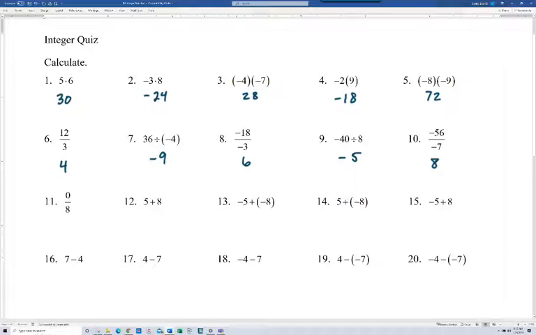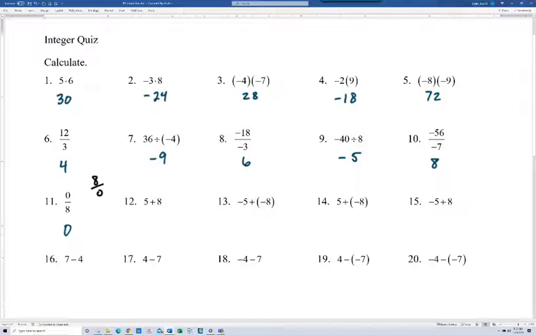0 divided by 8. In fact, 0 divided by any number is 0. Now, if I had said 8 divided by 0, hopefully you remember that we can't divide by 0. We would say it's undefined or not defined. Cannot divide by 0.